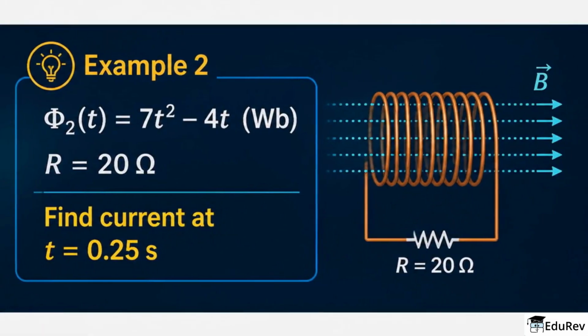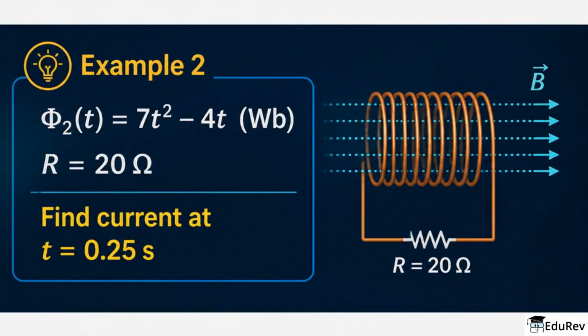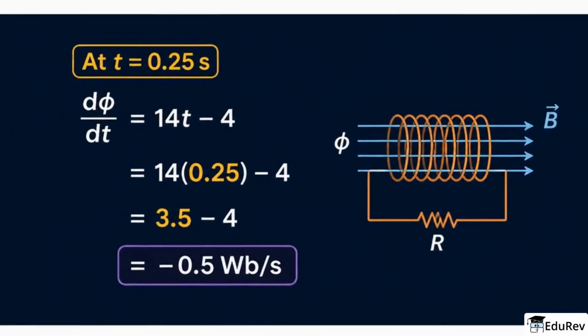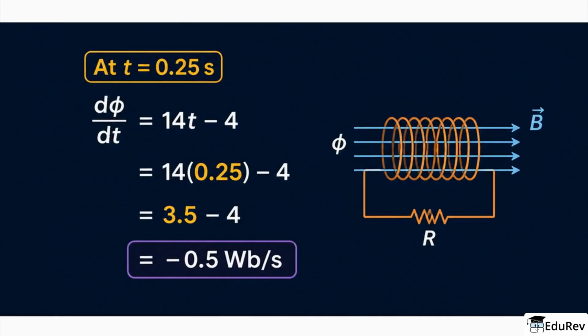Example number 2. The flux phi equals 7t squared minus 4t in Weber. Resistance is 20 ohms. Find current at t equals 0.25 seconds. First find d phi by dt. That is, d phi by dt equals 14t minus 4. At t equals 0.25, d phi by dt equals 14 times 0.25 minus 4, which is 3.5 minus 4 equals minus 0.5 Webers per second.